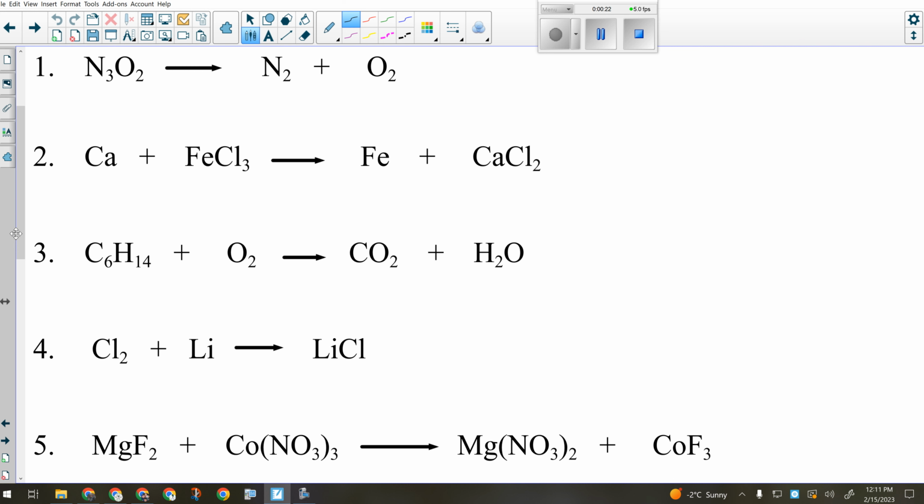In a few minutes, I'll go through the first one. A few minutes later, I'll go after the second one, and so on. Let's see how we do. Let's look at the first one here, guys. For number 1, I've got a single compound, and then on the product side, I have 2 elements. So what am I looking at for a reaction type there?